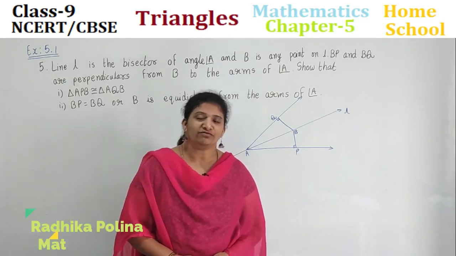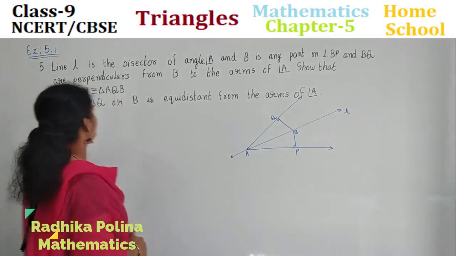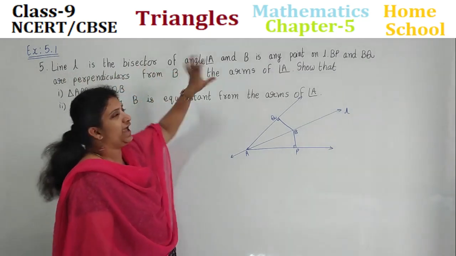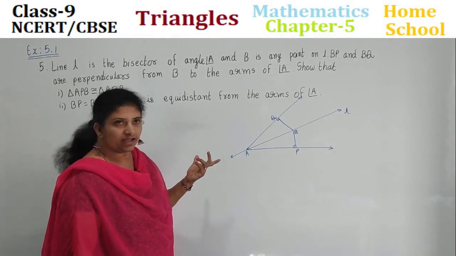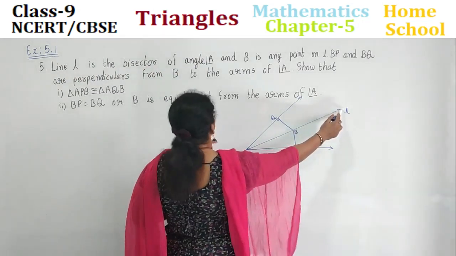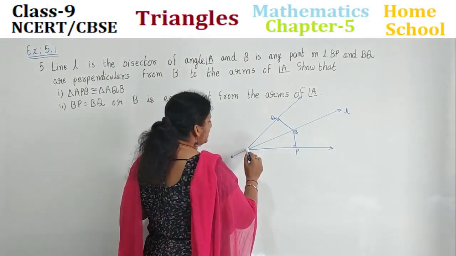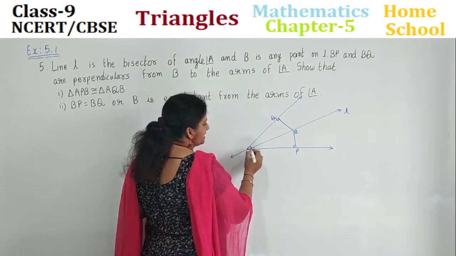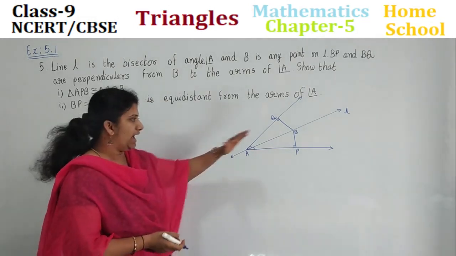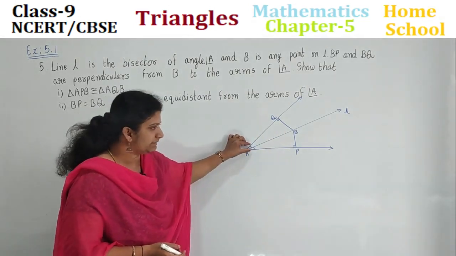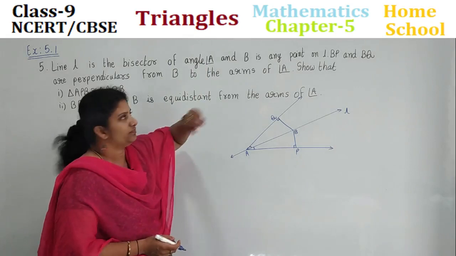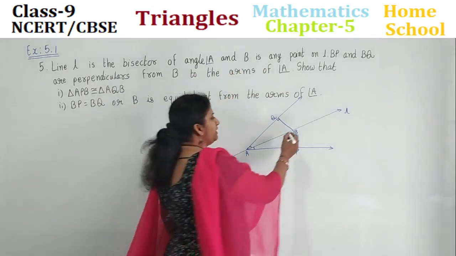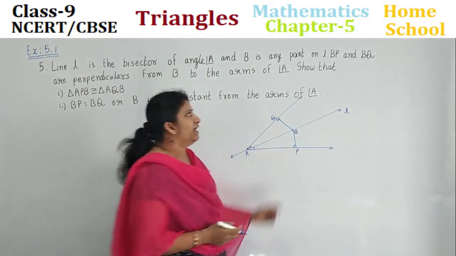Exercise 5.1, fifth problem. Let us see what it is. Line L is the bisector of angle A. What is it doing? It is bisecting, which means this angle is equal to this angle. Line L is bisecting the angle A, and let B be any point on the line L.